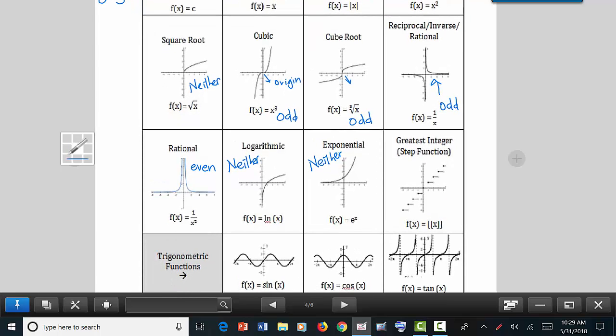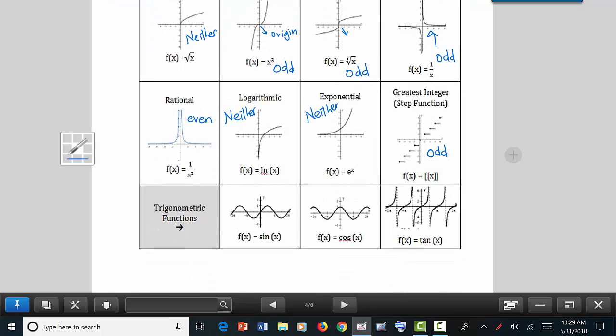This function, if you see, is symmetric about the origin, that's why it is an odd function. The trig functions you will learn in pre-calc. Here, this function is symmetric about the origin, that's why it is an odd function. Now here, this function has symmetry about that line, that's why it is an even function. And here, this function has symmetry about this point, that's why that function is an odd function.